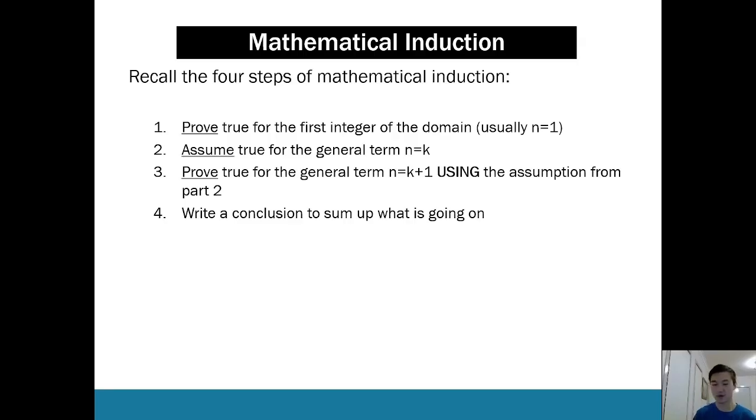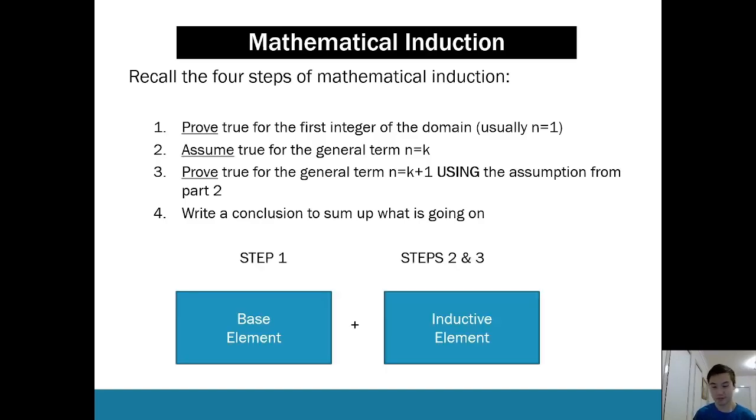And then for your final step, you want to make sure you always remember to write a conclusion to sum up what is going on. So make sure you finish your proof with a conclusion to wrap up your proof. Step 1 forms what we call the base element of the induction proof, and steps 2 and 3 form what we call the inductive element.